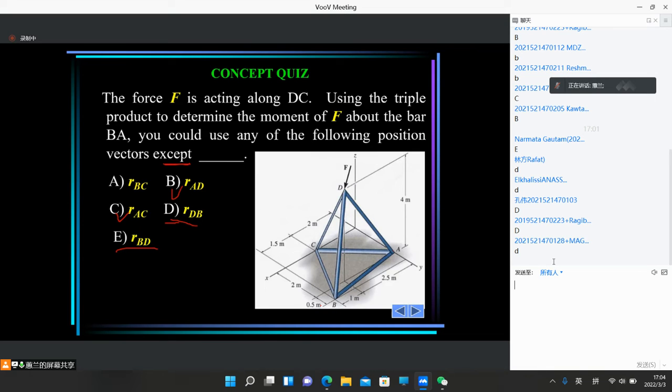And then we say you can choose any point, an arbitrary point on AB. So this time I choose B to calculate the moment of F about point B. Again, you can choose any point on the line of action of F. You can choose C, you can choose D, but you should be very careful. The starting point is always from the point on the axis, B.